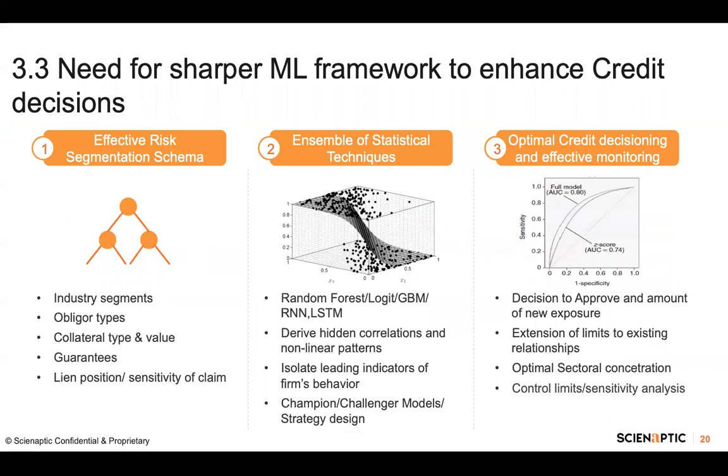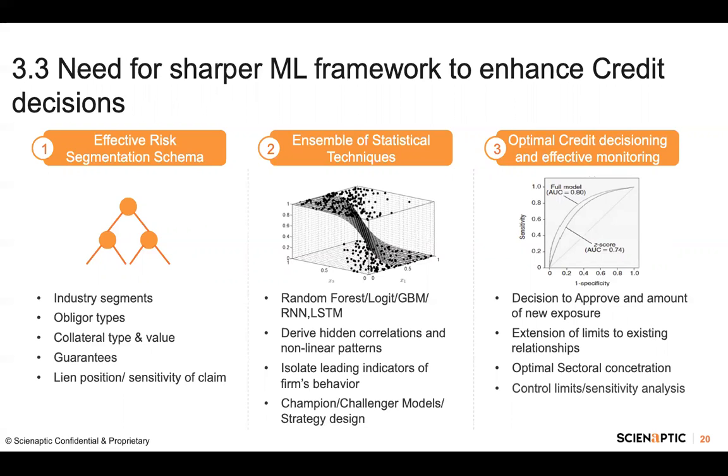So the learning essentially from there is the need for a sharper machine learning framework that can discriminate the risk better than the classic scores from the bureaus would. And there we're highlighting 3 key dimensions on how this could be done. One, from the machine learning algorithm perspective, or the credit risk decisioning framework perspective, there's a need for the effective risk segmentation.